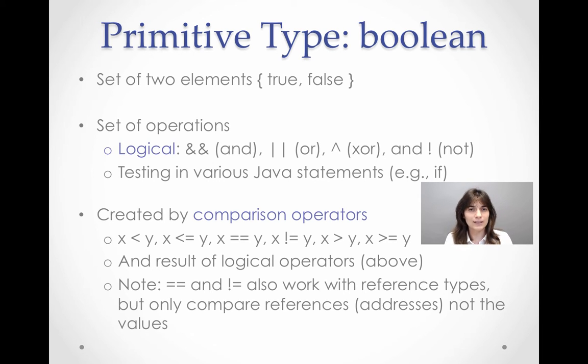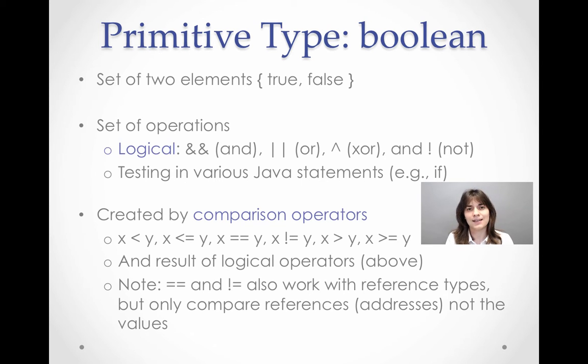Testing for equality means using the double equals operator, or if we want to test that x is different than y, we use exclamation and equals. This is the symbol in Java. And similarly, if we want to check x being greater than y or greater or equal than y. As I mentioned before, both the results of the logical operators and the comparison operators are of Boolean type.